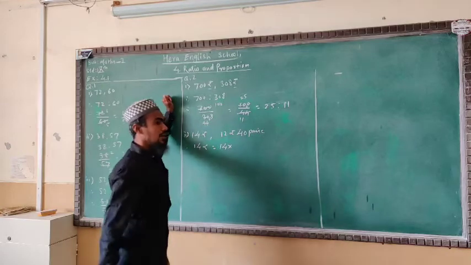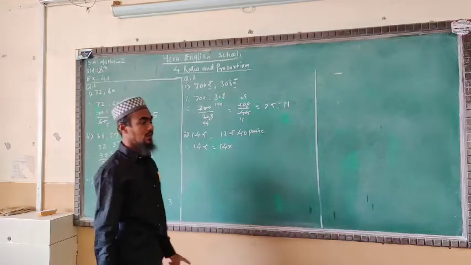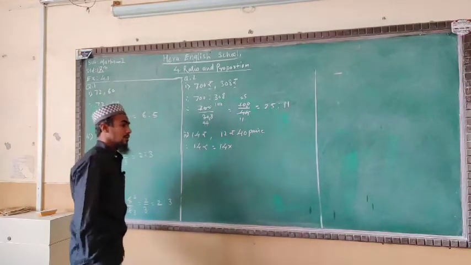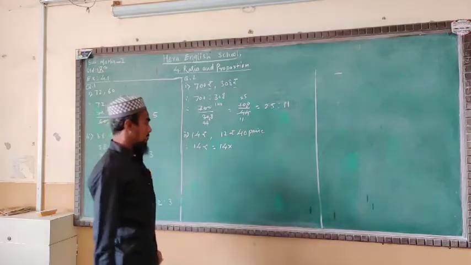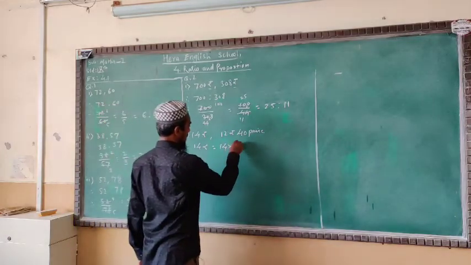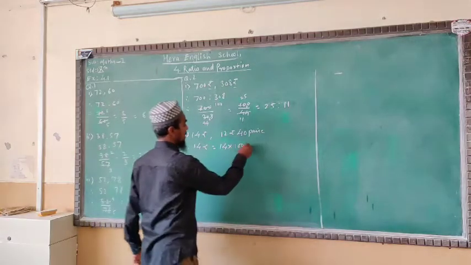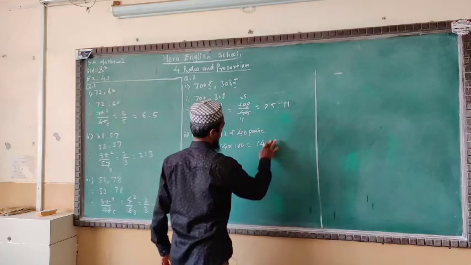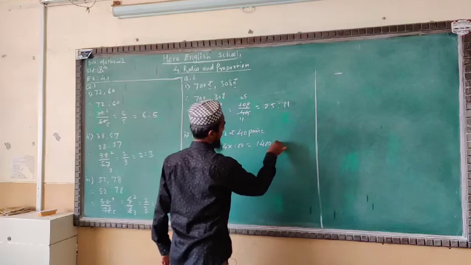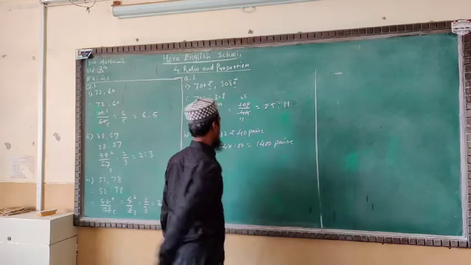You know very well, in 1 rupee we have how much paise? 100 paise. So we will multiply by 100. See very well, 14 into 100 you will get 1400. It will be 1400 paise.